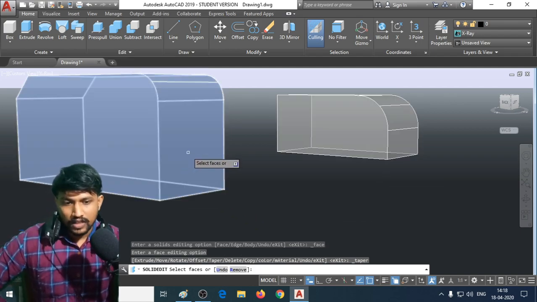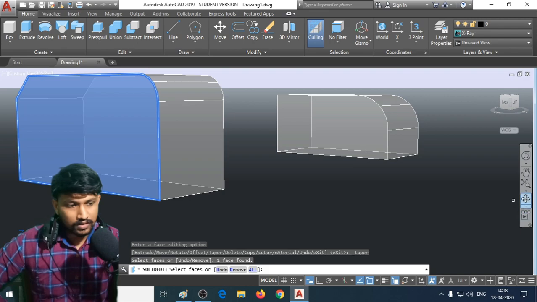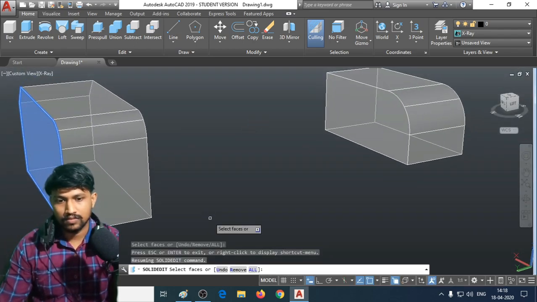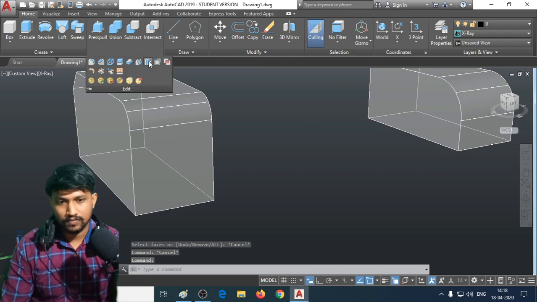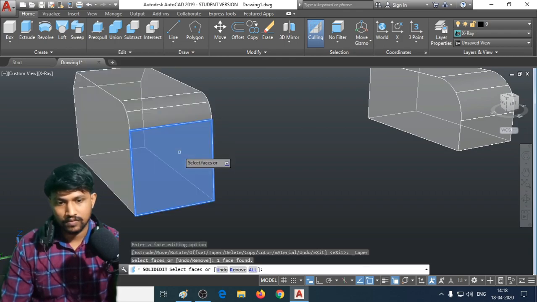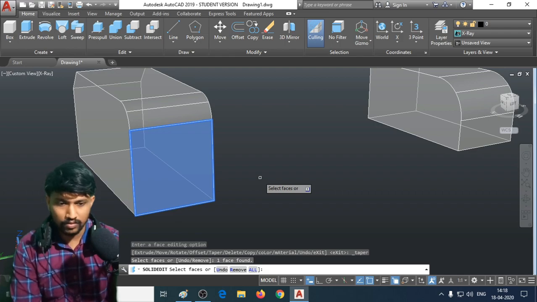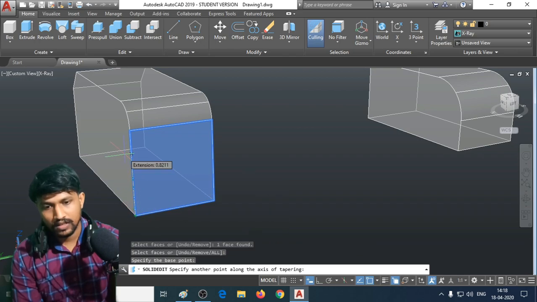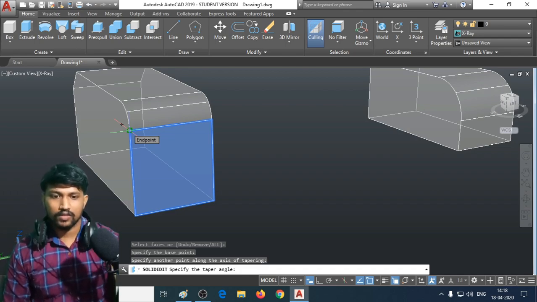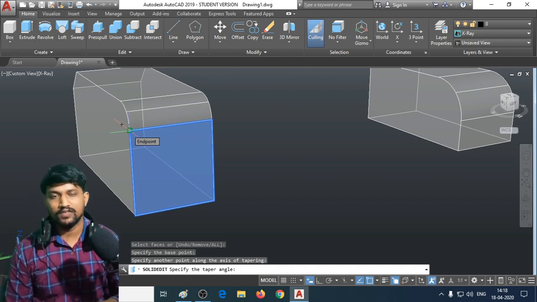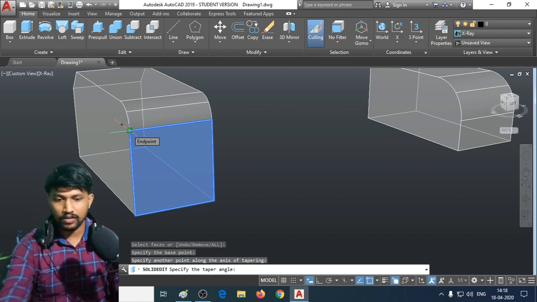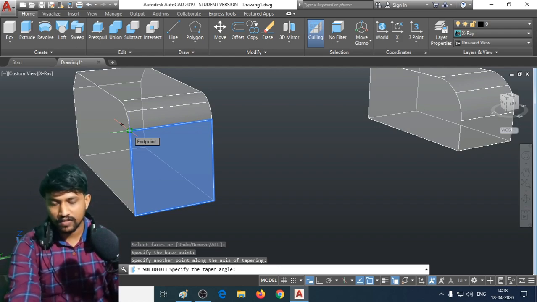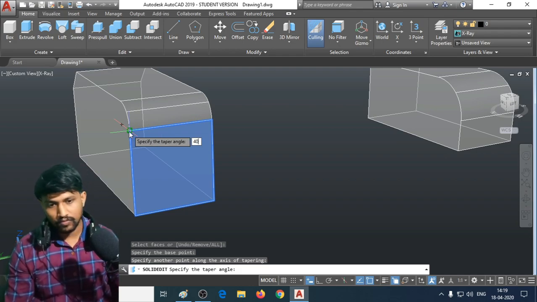First you need to select the face. That's not the one. Okay, this is the face that I want to taper. Press enter, specify the base point. Now about this particular point alone, the taper will be there. Now if you notice, it is asking to specify the taper angle, and you can also see that in the command bar. Say that I have given some 40 degrees inclination. If I just press enter, watch what happens.